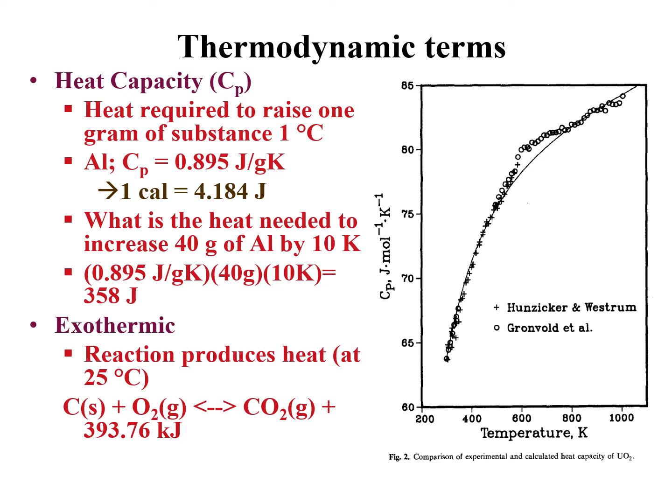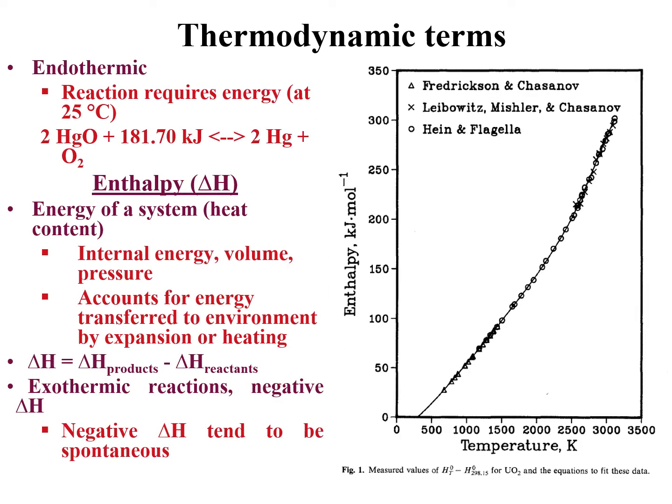Another definition that you may remember is exothermic. In other words, a reaction that produces heat at 25 degrees is defined as exothermic. An example is carbon plus oxygen going to CO2. The opposite of exothermic is endothermic, and those are reactions that require heat.